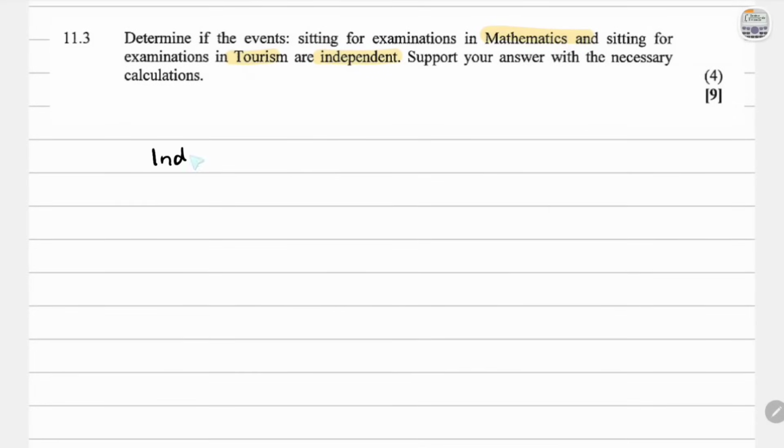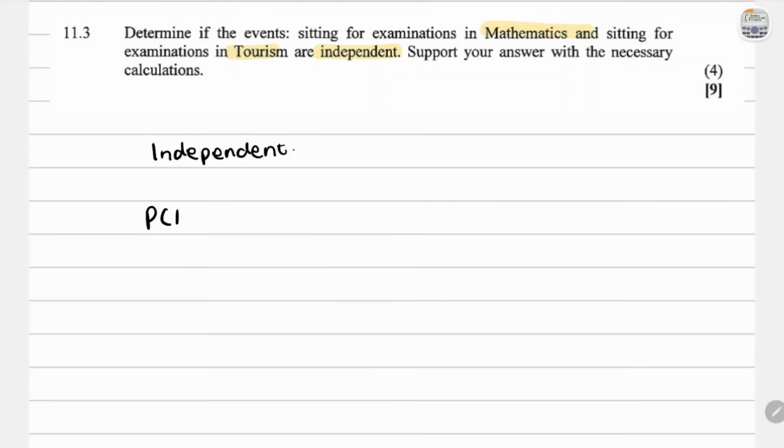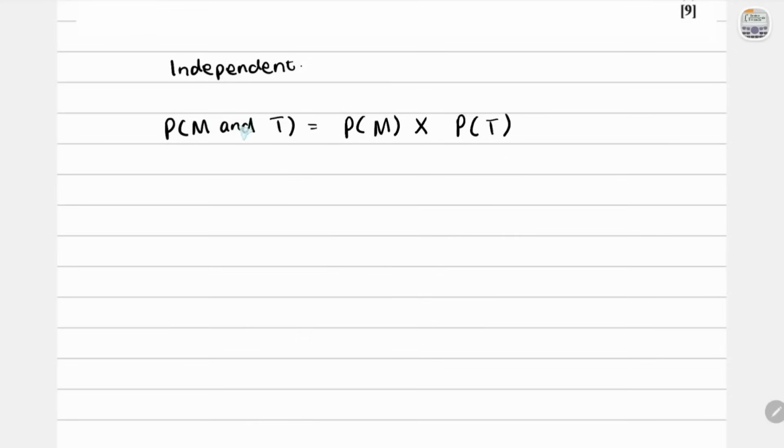If 2 events are said to be independent, then this is what is going to happen. So this means that the probability of mathematics and tourism would be equal to the probability of mathematics multiplied by the probability of tourism. Okay, that would be the case for independent events. So if they are equal, then it really means they are independent. Okay, so let's find the probability of mathematics and tourism.